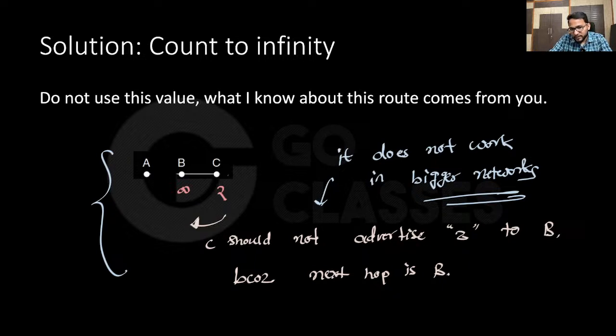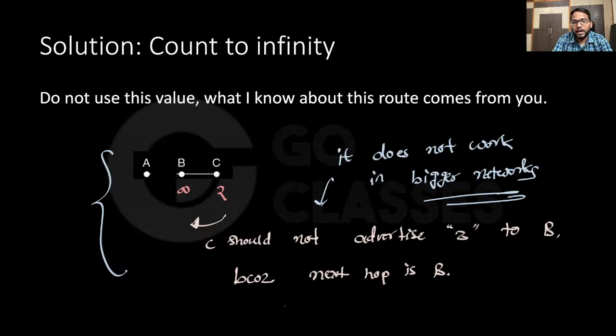So basically, C will not send this 2 to B, because this 2 is from B only, right? Because this 2 is learned from B. So if you're learning from the same node, then you should not advertise that to the same node. It is like saying, "don't teach me, you got to know from me only, so you should not tell me what to do, what not to do."